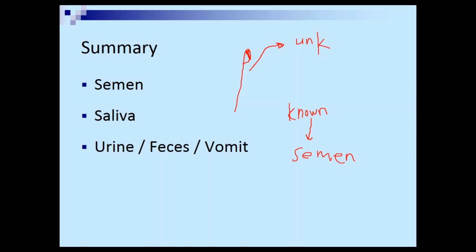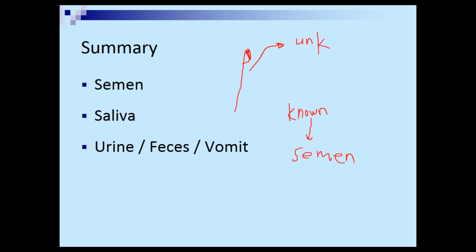But here it's an identification of a substance. So just like with blood, we had presumptive and confirmatory tests. Just like with drugs, where we're trying to figure out what drug this is, not where it came from, we have presumptive and confirmatory tests. Here, with semen and saliva and the others, we're going to have presumptive and confirmatory tests.